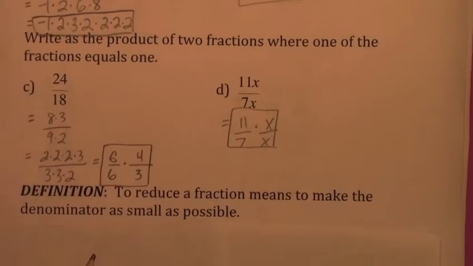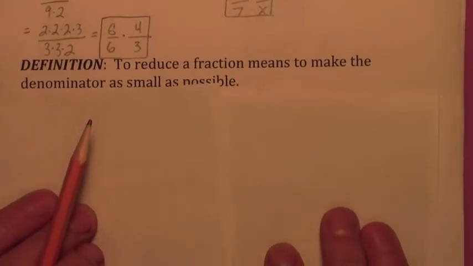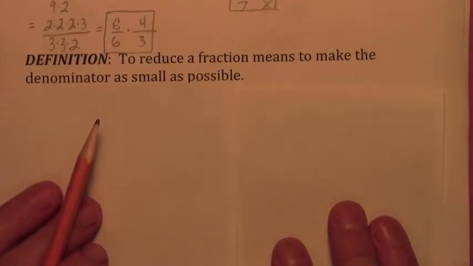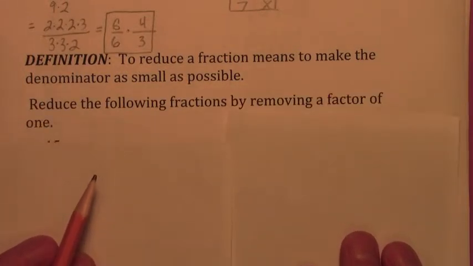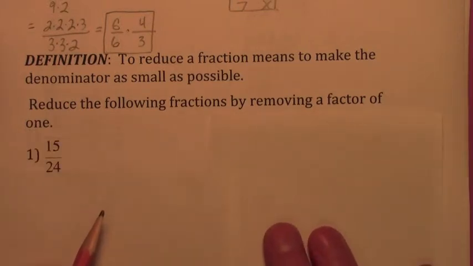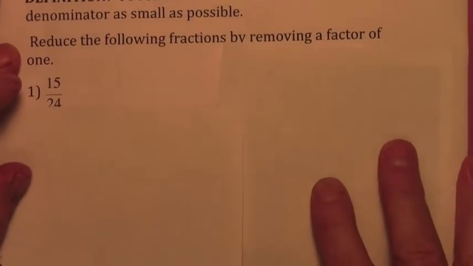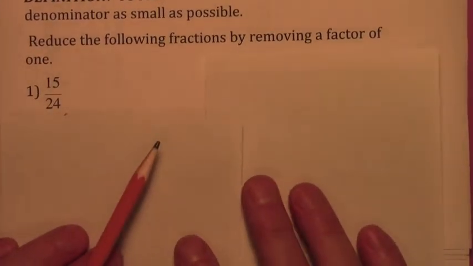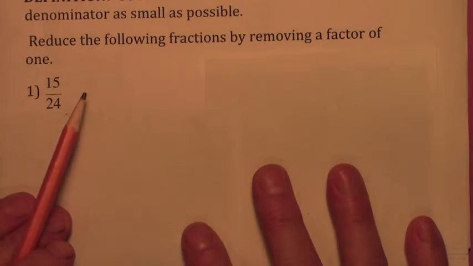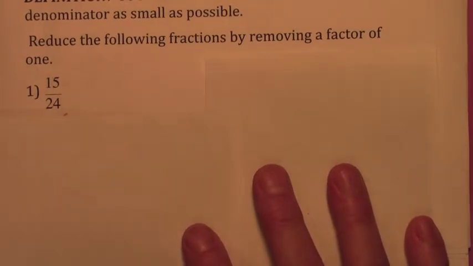We haven't really even talked about what it means to reduce yet. The definition of to reduce a fraction means to make the denominator as small as possible. For example, 6/8 equals 3/4, but 3/4 is considered more reduced because the denominator is smaller. That's the definition. So this is how we're going to do it. We're going to reduce these fractions by removing a factor of 1. This is the process. Now, like everything, we learn the process, and then eventually we may start to abbreviate a little bit, which is fine, but learn all the steps first.